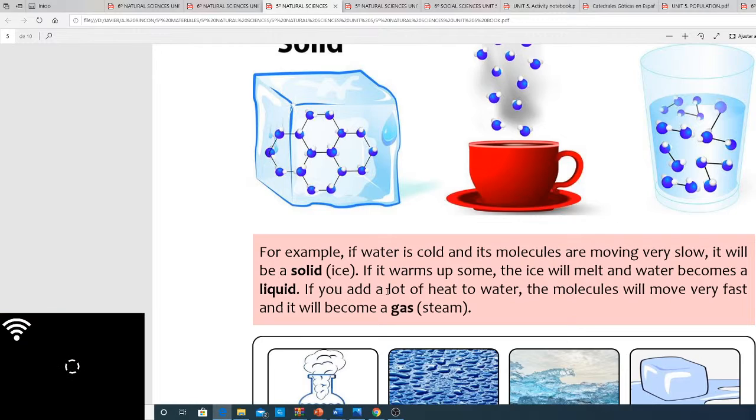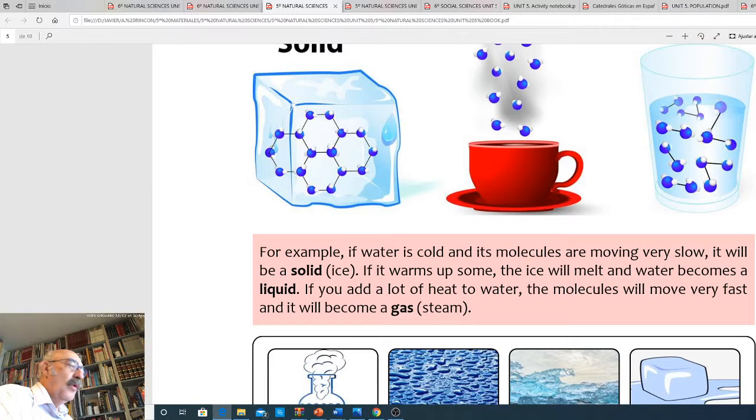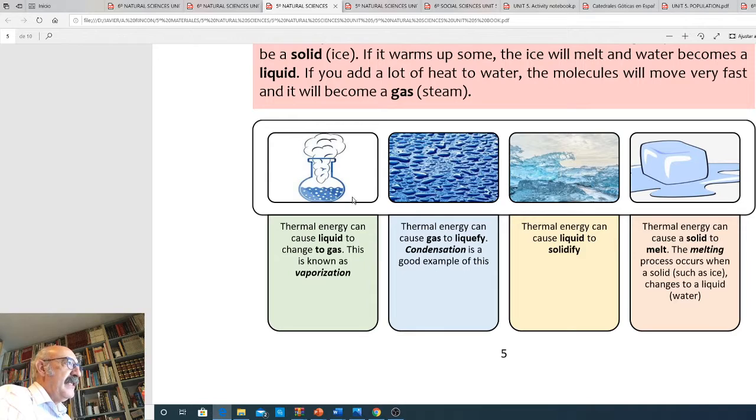Good. And if you add a lot of heat to water, the molecules will move very fast, and it will become a gas, steam. Steam is the English for our Spanish vapor. Okay, and these are the names for these changes. So thermal energy can cause liquid to change to gas, and this is known as vaporization. Vaporization is the change of state from liquid to gas.